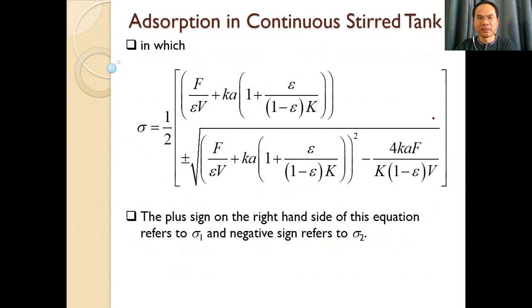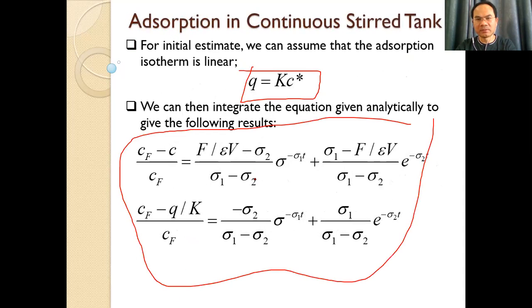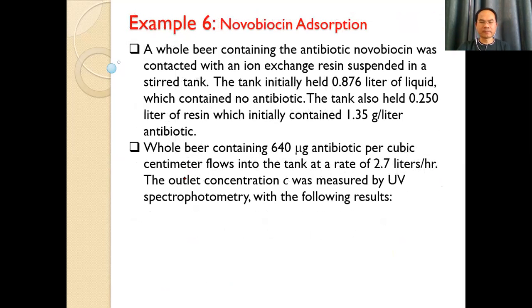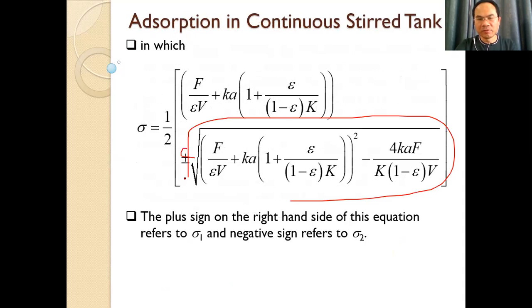It is our solution. And what is sigma? Sigma is expressed in this term. Sigma has a positive and negative side, sigma 1 and sigma 2, which you can calculate from this. I will talk more about how to use this equation in the next example.